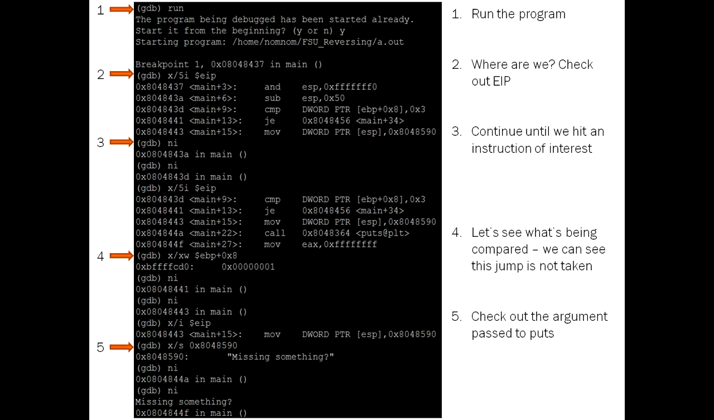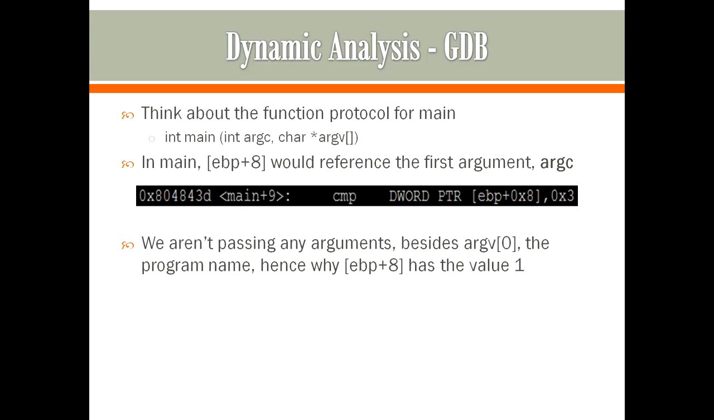Let's examine the memory contents at that address. We see that it's the string "missing something." Now we know why our program exits, because we do not satisfy the comparison, where 1 does not equal 3. The program is looking for an argument count of 3, but we didn't run it with that many arguments.